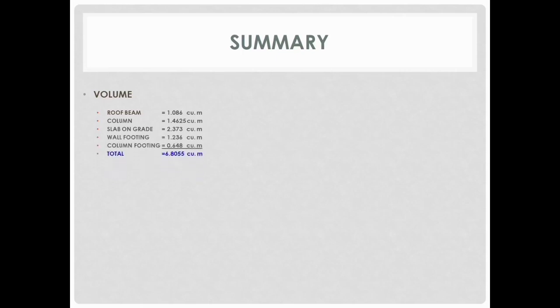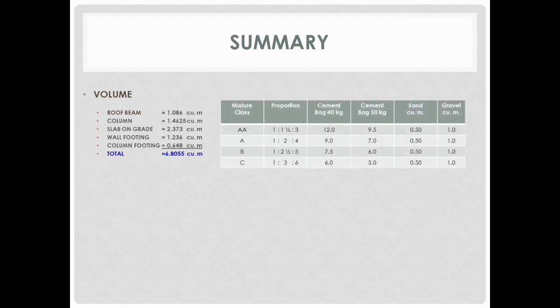So, ngayon, i-compute natin yung summary and, syempre, para makompute natin yung cement, sand, and gravel na required. So, roof beam, yan yung na-compute natin kanina for column, slab on grade, wall footing, and column footing. So, ang total volume natin is 6.8055 cubic meters. So, ito yung reference natin doon sa computation ng cement, sand, and gravel. So, meron tayong mixture class, AA, class A, class B, class C, and proportion. So, sa tabulation natin, dalawa yung reference for cement. Pero normally, ang ginagamit natin dito sa Philippines is 40 kilograms.